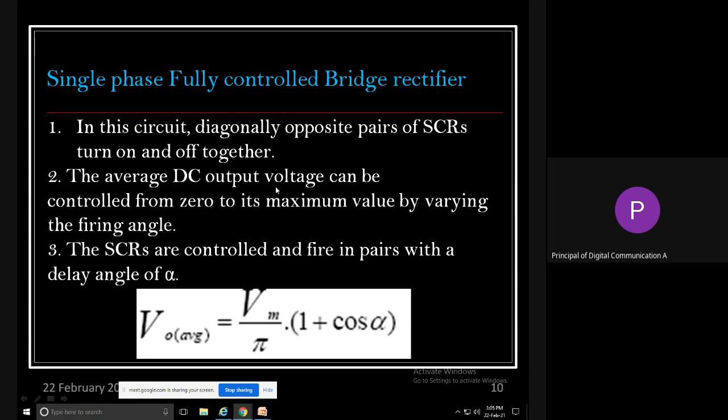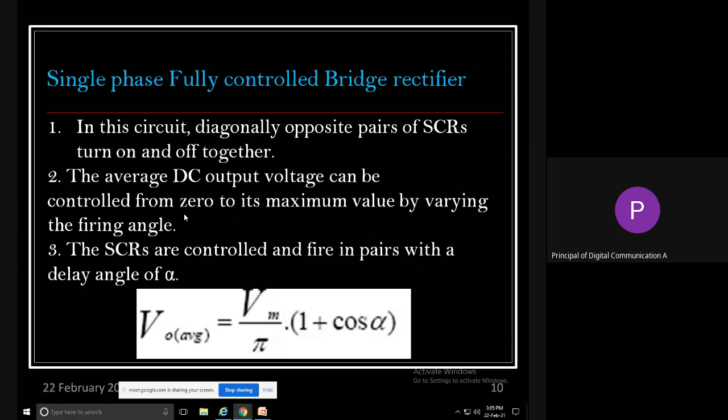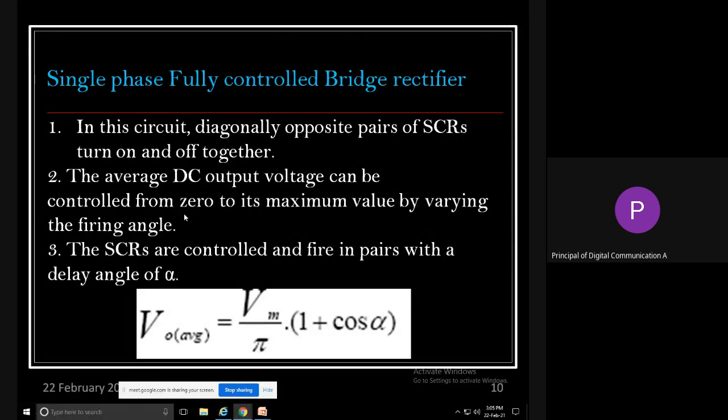The average DC voltage can be controlled from 0 to its maximum value by varying the firing angle. This is a very important sentence, की जे DC आउटपुट व्होल्टेज आहे ते आपण 0 पासून मॅक्झिमम पर्यंत व्हॅरी करू शकतो बाय चेंजिंग द फायरिंग अँगल.